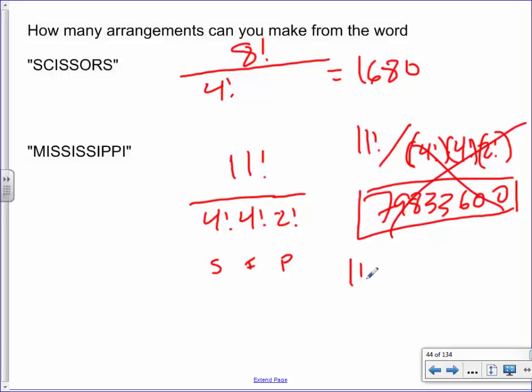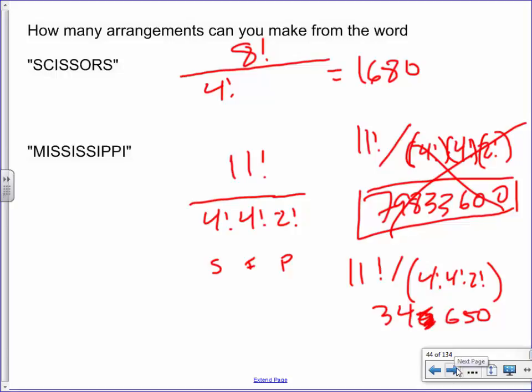So 11 factorial divided by one big bracket. What'd you get? 34,650. Yes. Anybody else get that one? Shoot, I did. You did the bracket in the wrong spot. Yeah. Alright. Makes sense so far?